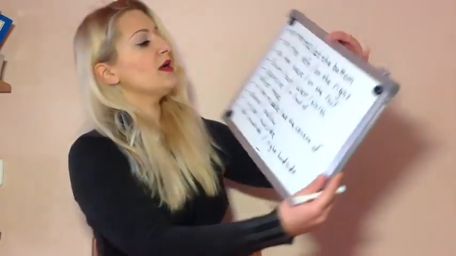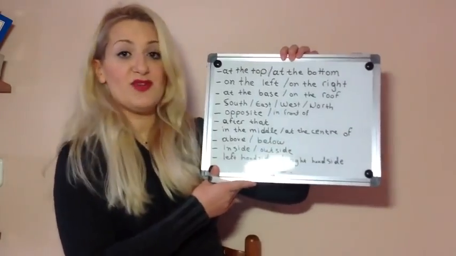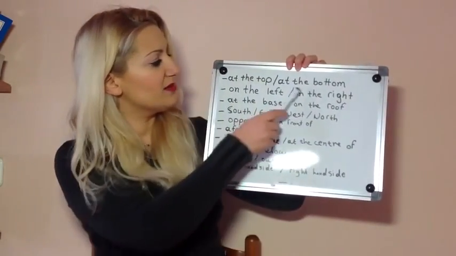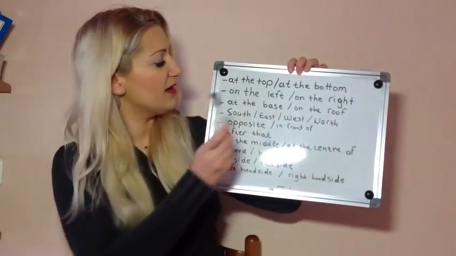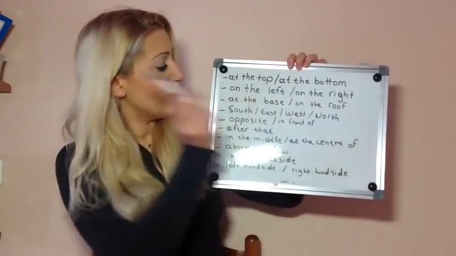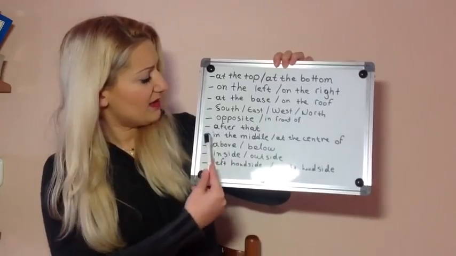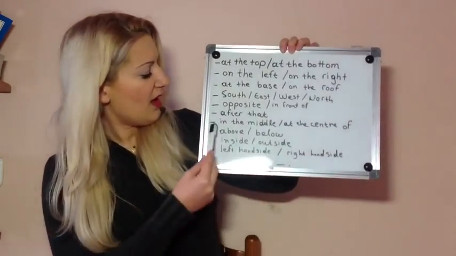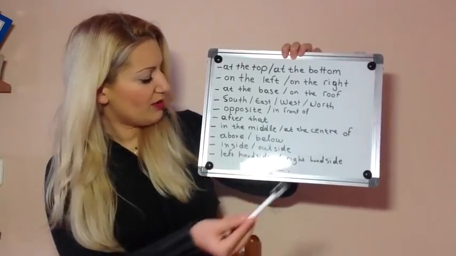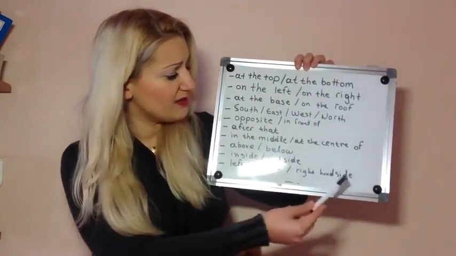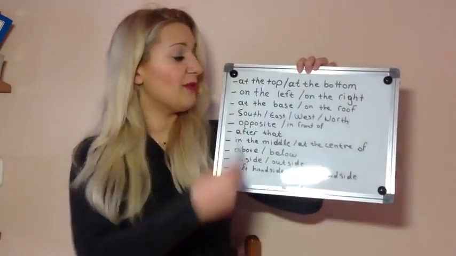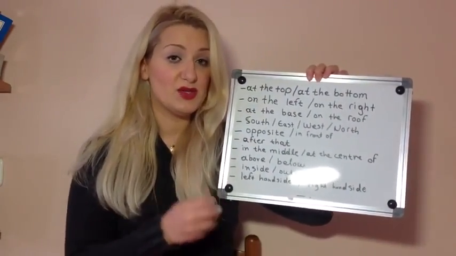First of all, you have to be very familiar with the vocabulary used in order to describe where things are located. For example, this vocabulary is very useful: at the top, at the bottom, on the left, on the right, at the base, on the roof, south, east, west, north, opposite or in front of, in the middle, at the center of, above, below, inside or outside, left hand side, right hand side, etc. This vocabulary here is really useful.